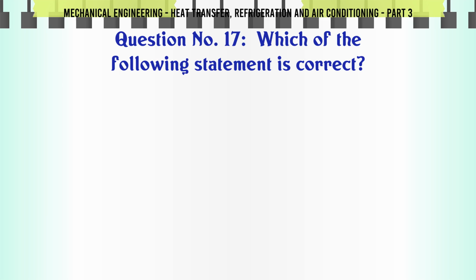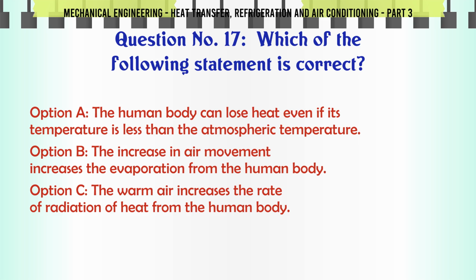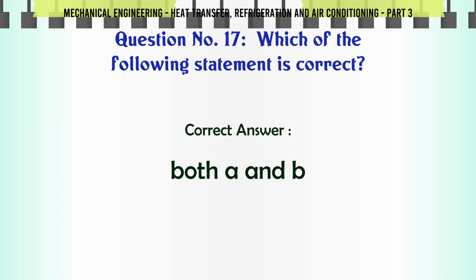Which of the following statements is correct? A. The human body can lose heat even if its temperature is less than the atmospheric temperature. B. The increase in air movement increases the evaporation from the human body. C. The warm air increases the rate of radiation of heat from the human body. D. Both A and B. The correct answer is both A and B.